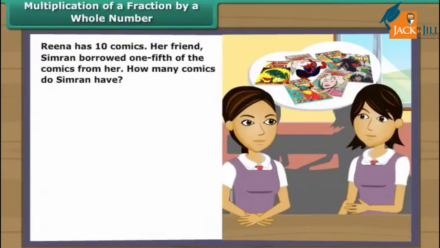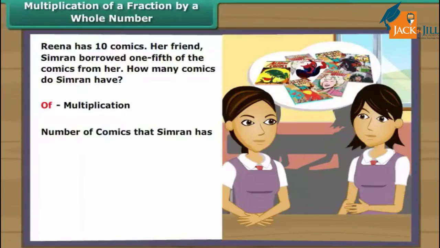Reena has 10 comics. Her friend Simran borrowed 1/5 of the comics from her. How many comics does Simran have? Friends, remember, "of" means multiplication. Thus Simran has 1/5 of 10 comics, which means 1 upon 5 multiplied by 10, which is equal to 2. This means Simran has 2 comics.